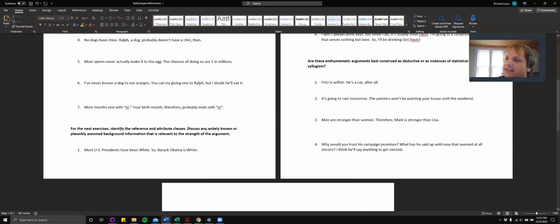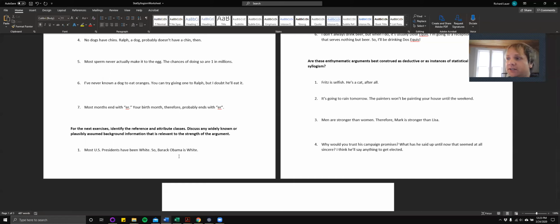For the next exercises, identify the reference and attribute classes, and discuss any widely known or plausibly assumed background information that is relevant to the strength of the argument. So in this case, we have: most US presidents have been white, so Barack Obama is white, right? This one has a suppressed premise. It looks like an enthymeme. And the suppressed premise seems to be that Barack Obama is a US president, right?